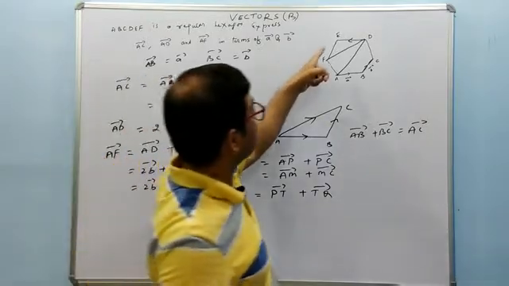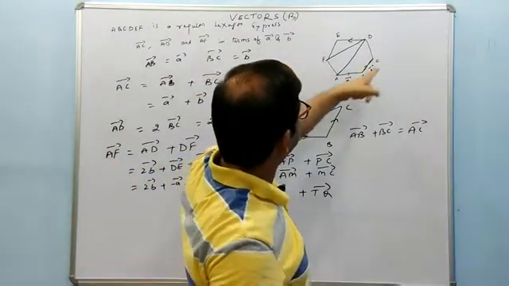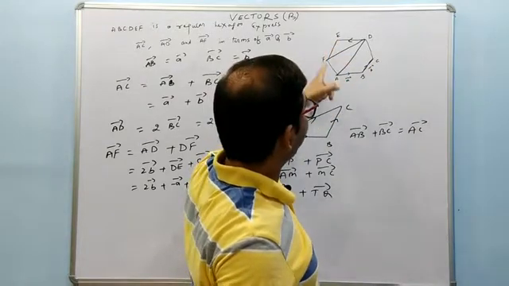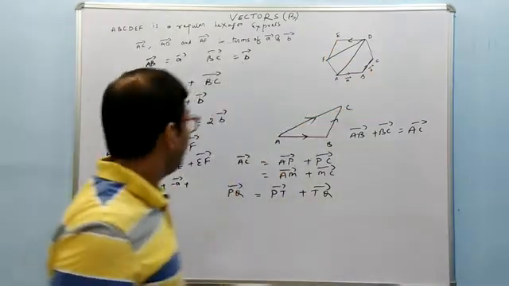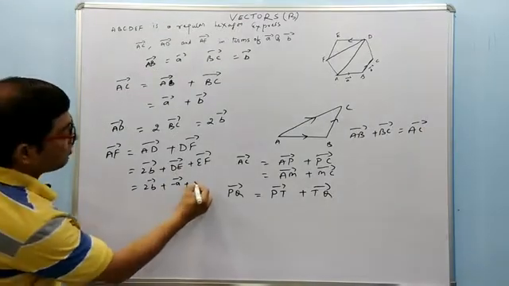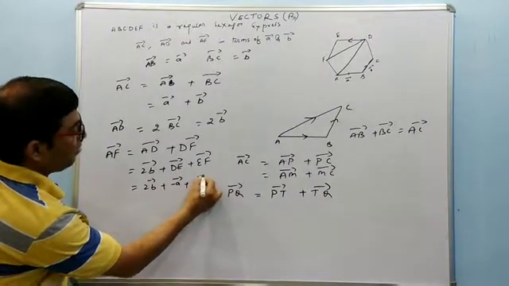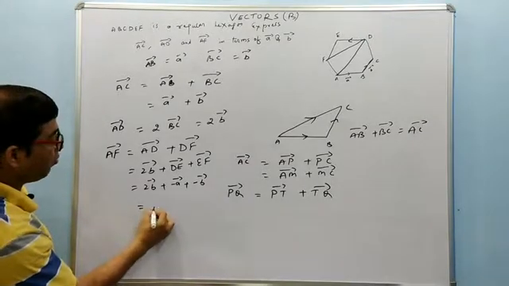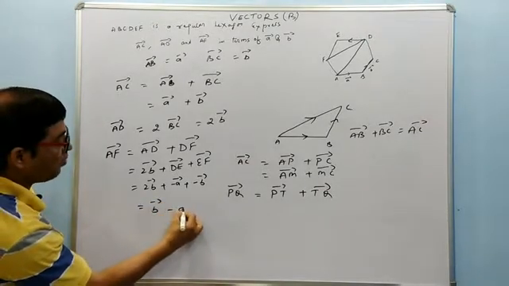EF is equal to, you see, EF is equal to CB. So you can write EF is equal to minus of vector B. So this is minus of vector B. So what actually is it coming out to be? It is coming out to be vector B minus vector A.